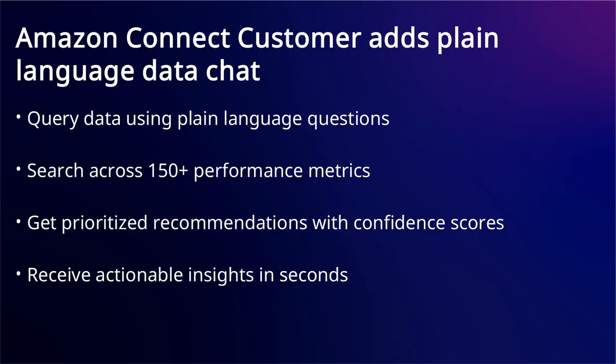For example, you can ask which queues are candidates for automation, and the system analyzes handle time and after-contact work, then returns a prioritized list with confidence scores and projected impact. What previously required analysts, multiple dashboards, and weeks of investigation now delivers a prioritized action plan in seconds. This feature is available in all AWS regions where Amazon Connect customer AI agents are supported.